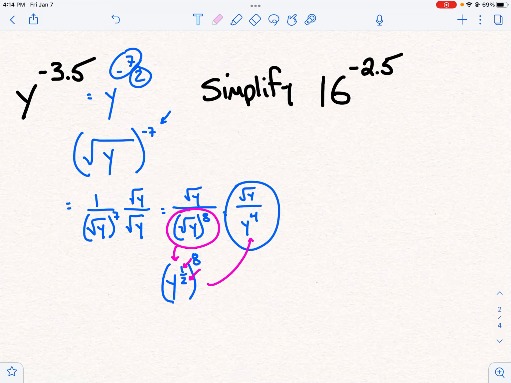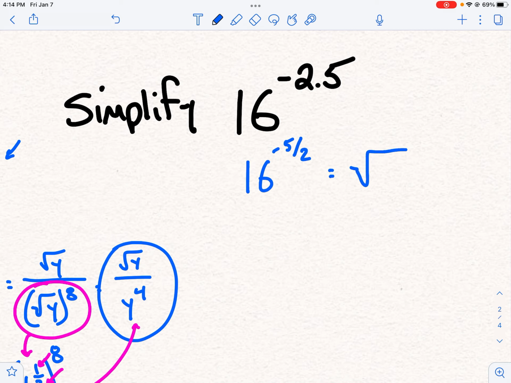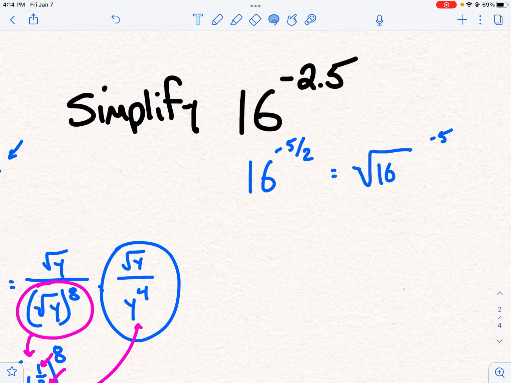This next one's going to be pretty similar. Let's grab blue again. This isn't really going to be a whole lot different than the one we just did, so you may want to fast forward. I'm going to have 16 to the negative 5/2. I'm going to rewrite this thing as the square root of 16 to the negative 5. And for many of the same reasons as before, I'm going to go ahead and move this out. I'll throw parentheses on here to keep us nice and tidy.